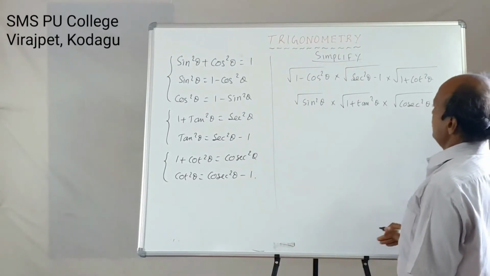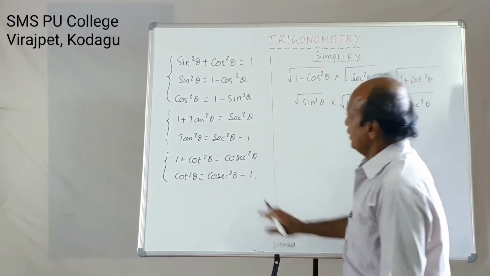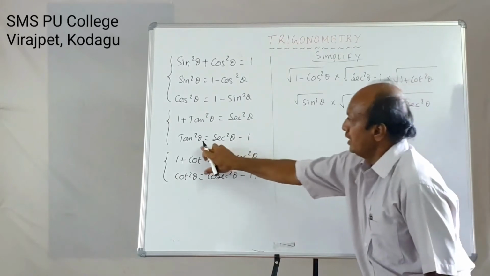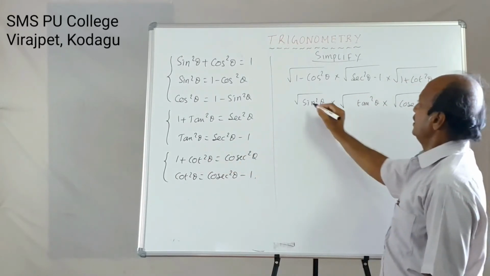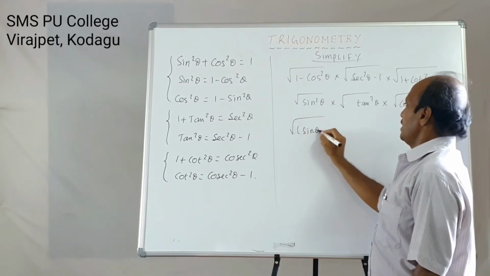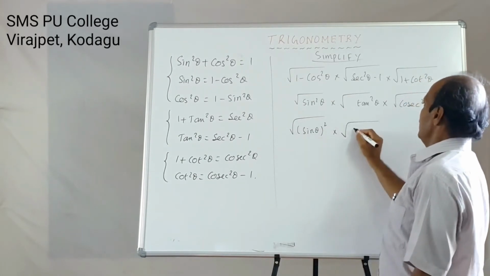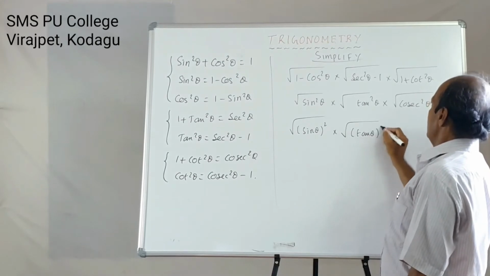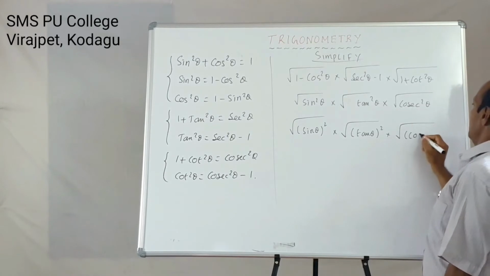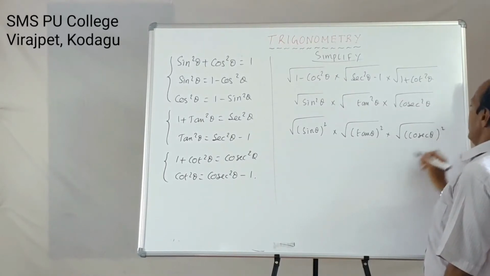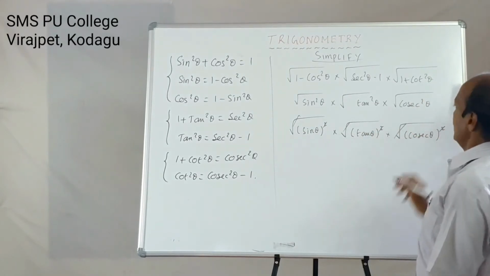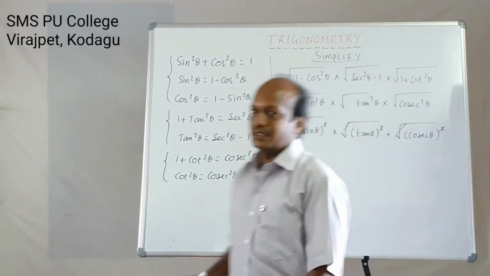What can you do at most? What is secant square theta minus 1? Secant square theta minus 1 is tan square theta. Just remember, don't change that value. Tan square theta, so this is nothing but sin theta whole square, this is tan theta whole square, and this is square root of cosecant theta whole square. Now the square as well as the square root will get cancelled in all the places because it is under a product.